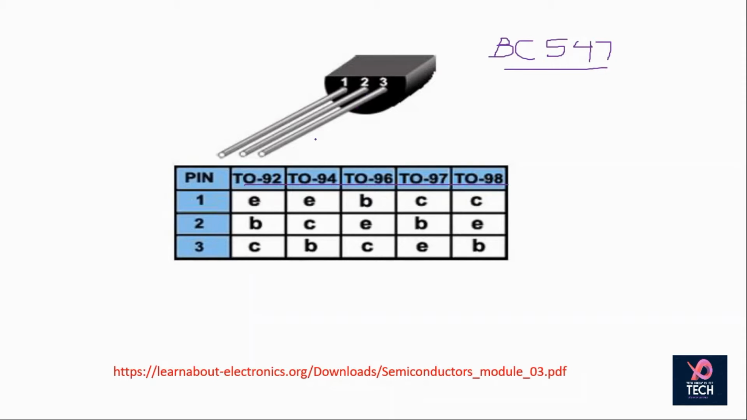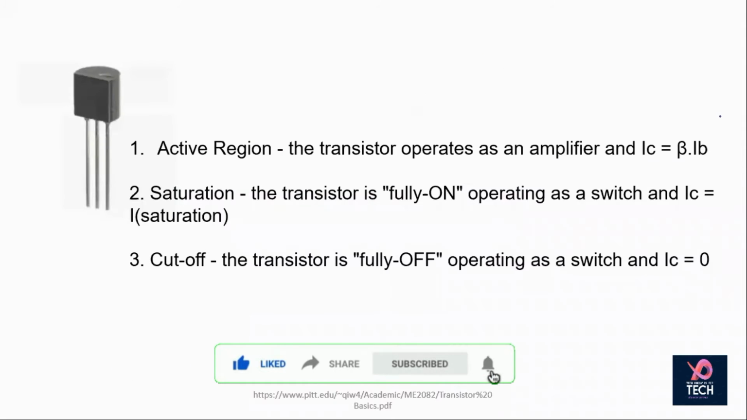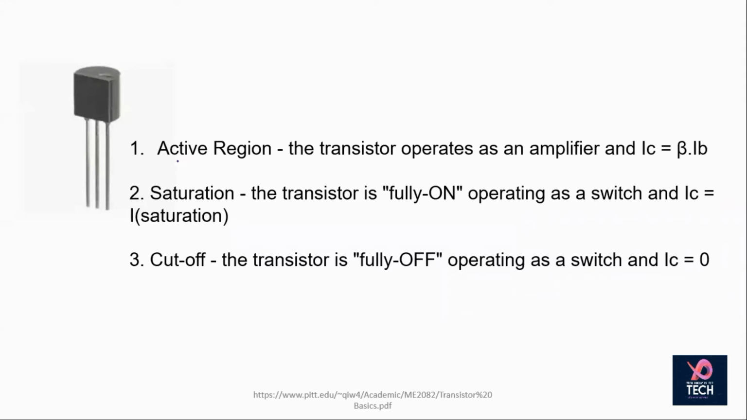When we perform this practical in the lab, I will tell you how, with the help of a multimeter, you can tell which is base, which is collector, which is emitter. As far as your transistor is concerned, it can be operated in primarily three regions.